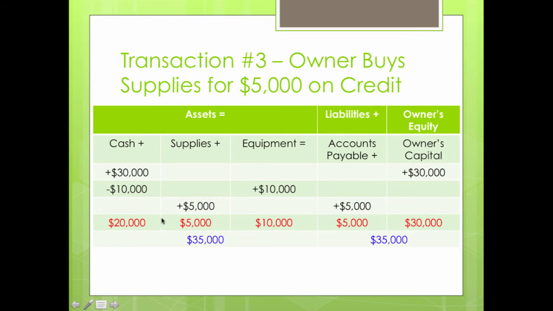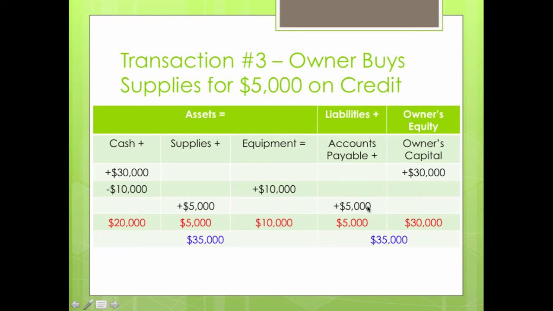And then what you're going to be doing is adding each of these columns to make sure you get your balance on each of the accounts. Cash, it's still the same, nothing happens, so it remains at $20,000. For supplies, you added $5,000 in supplies to your assets, so now you have $5,000 in your supplies account. Equipment remains the same at $10,000.